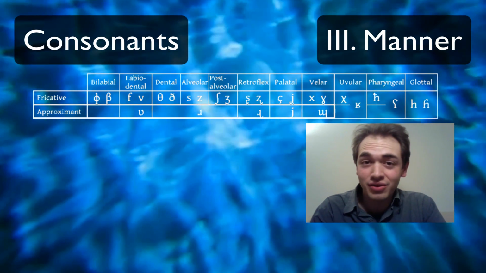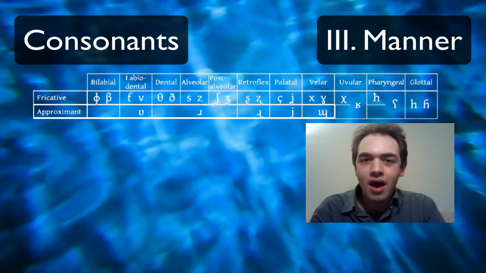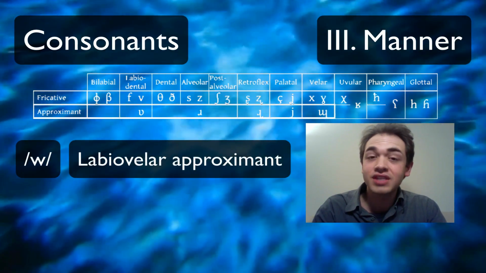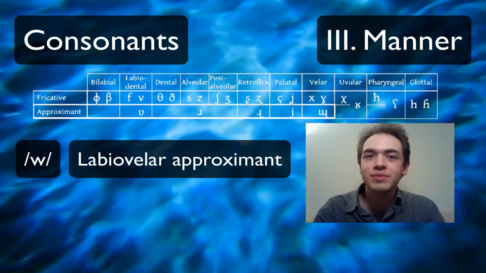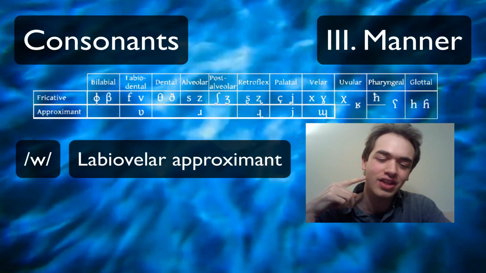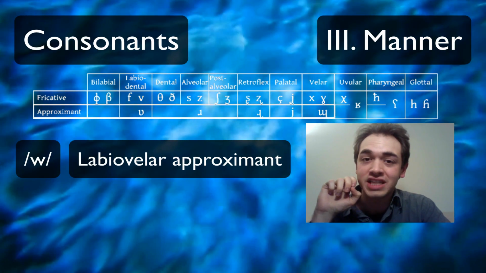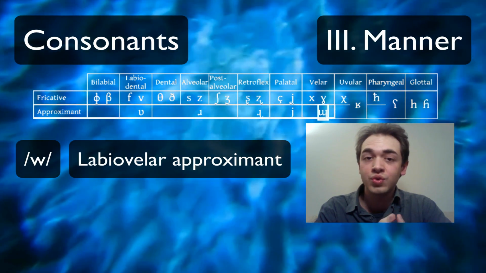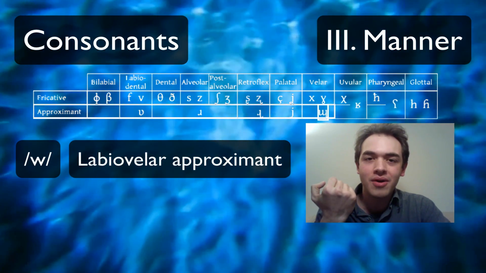Now, there's one missing here, a really important one, which is wa. This is the English W. The reason it's missing from this chart is because it's an approximant, but it's in 2 different places at once. The tongue is raised in the back like the velar approximant, but also the lips are rounded in a sort of oo shape, so you get wa.